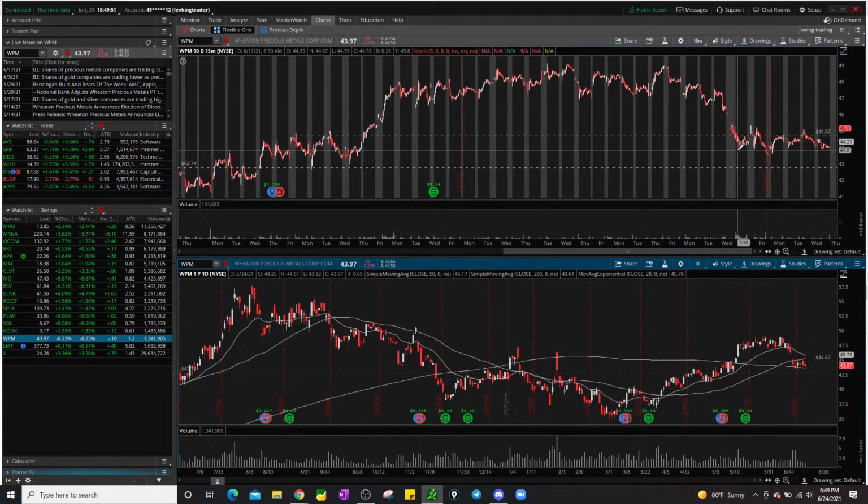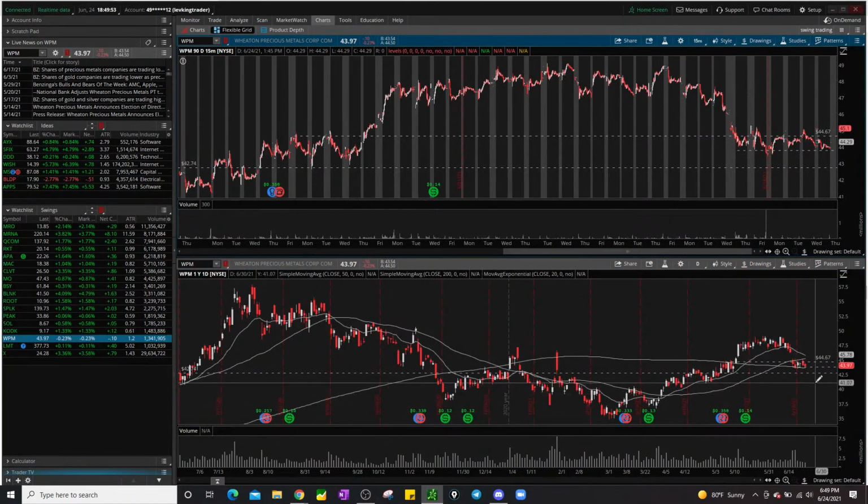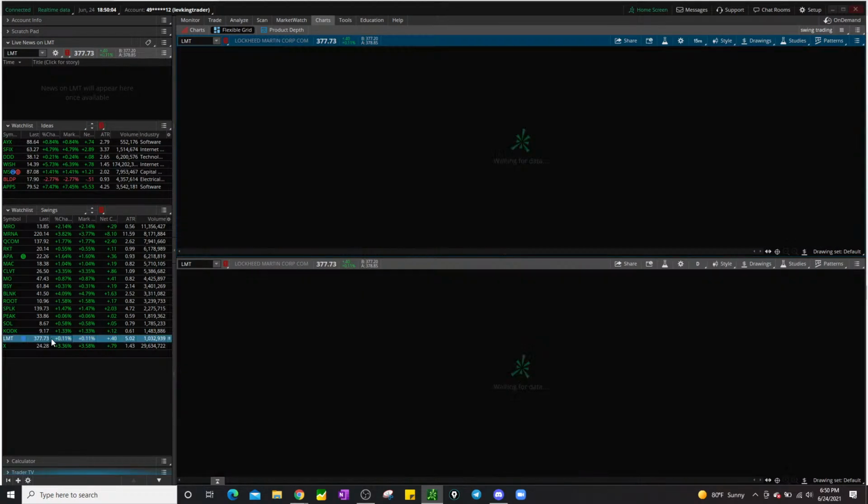All right, this one is kind of getting slammed. The problem is the moving average keeps coming in the way, the 200-day. I don't know, and there's support here. I'm gonna drop it off. Don't like this on the short setup.